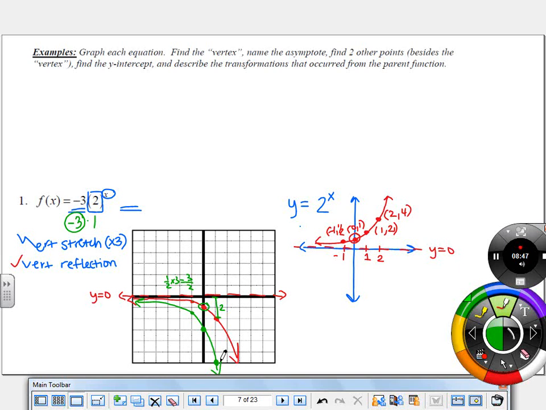We got our graph. We found 2 other points besides the y-intercept. So our y-intercept here is at (0, -3). And now if we had to list these other points, we would say this point's at (1, -6), and this point is at (-1, -1 1/2).